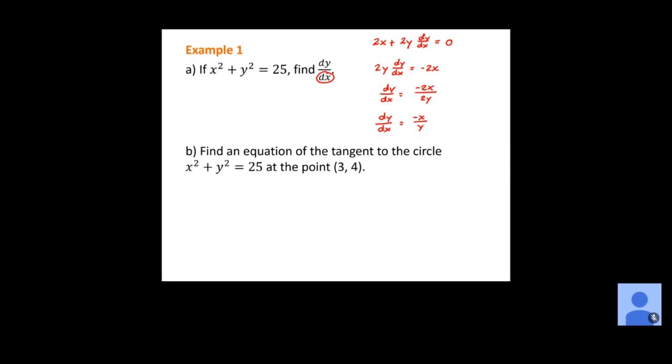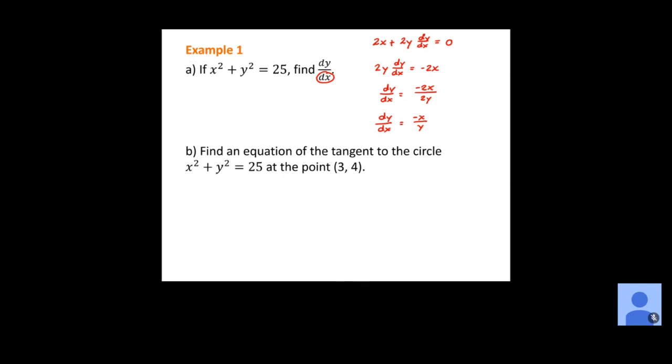All right, now part B, we want to find an equation of the tangent circle at the point 3, 4. How does it look on a graph? So remember, if the original equation is just a circle, the derivative here, negative x over y, is not really anything. It's just giving us an equation now to help us find the slopes of our tangent lines at specific points.